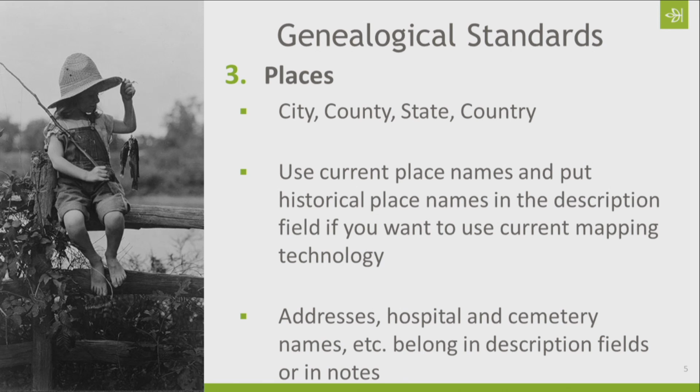So the way that I do things is that I use current place names in the location field, and I do that specifically so that I can take full advantage of the mapping technology and the cluster technology of putting families together in the same place. I do record the historical location as well. I put it in the description field so that I can see, this is where it is on a map, this is what it's called today, but historically, this town was in this county or in this entirely different state.